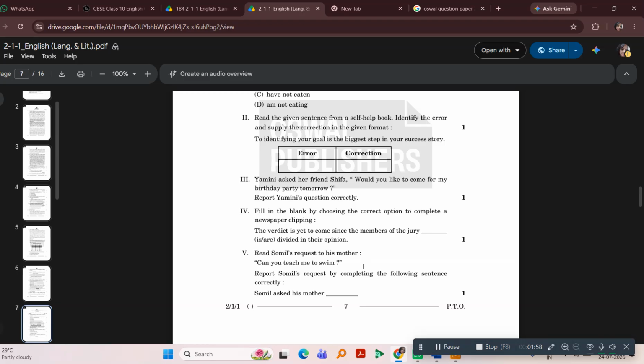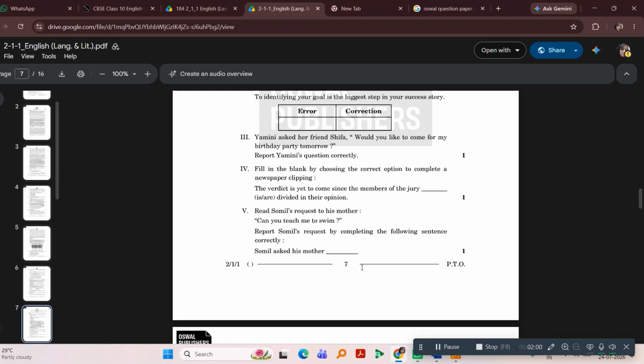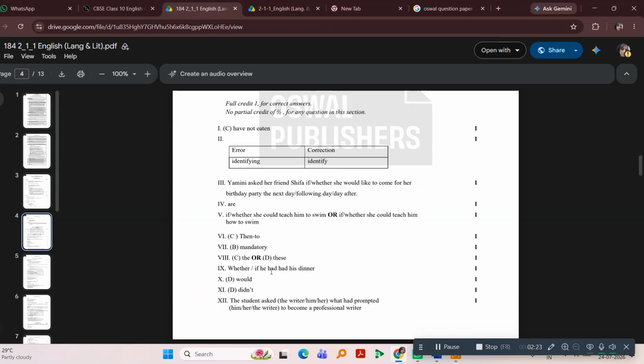Now let's move on to the fifth question. Read Somil's request to his mother. Can you teach me to swim? Report Somil's request by completing the following sentences correctly. Somil asked his mother if she could teach him to swim. So the correct answer will be: Somil asked his mother if she could teach him how to swim.